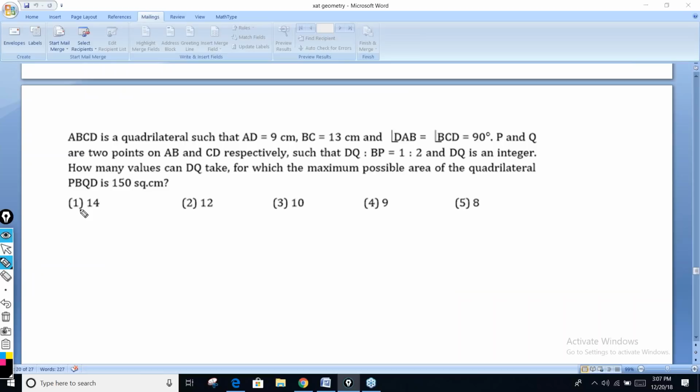This is a good question. ABCD is a quadrilateral such that AD is 9, BC is 13, and angles DAB and BCD are 90 degrees. Now that is the crucial part, to draw the figure. Here you can draw it like this.